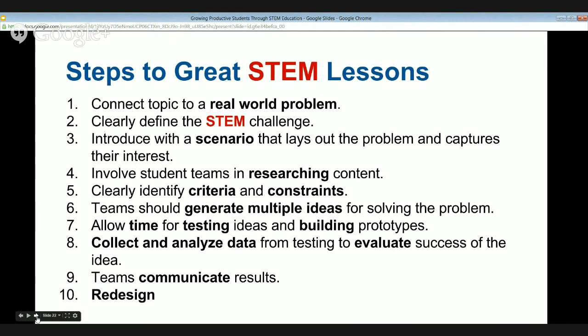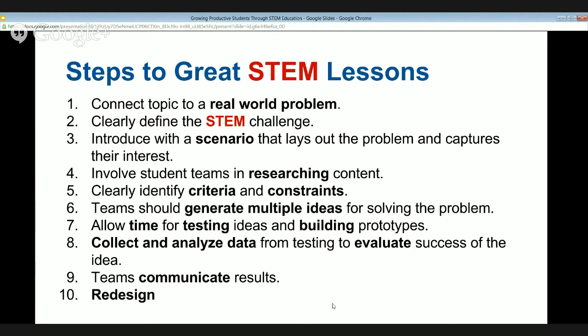The students need to be involved in researching the content. Don't give them everything. At that point, you as the teacher are doing the thinking instead of the students doing the thinking. Do identify the criteria and constraints ahead of time.